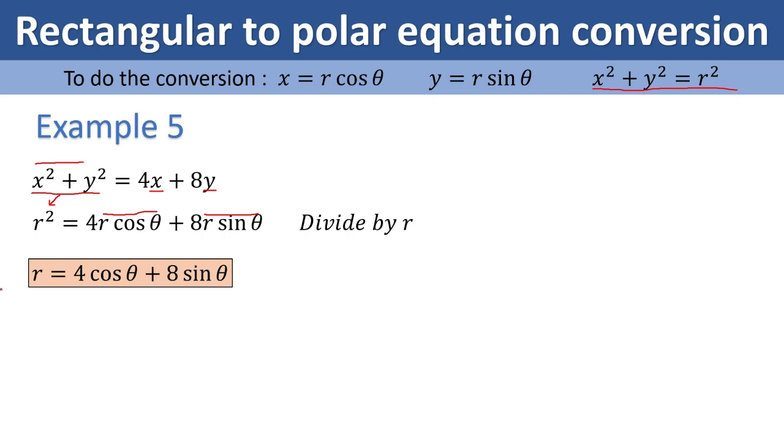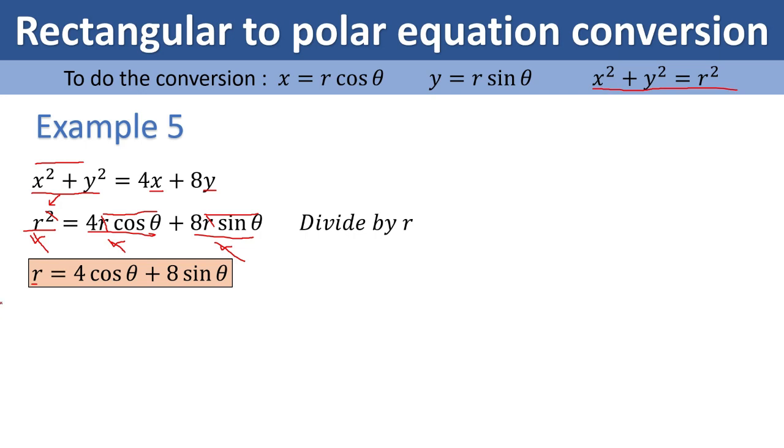Divide by r is r. When you divide by r, you divide everything by r. You cancel one of these, and you get an r. You cancel this with this, and you don't have r. You cancel this with this, and you don't have r. And this is the equation.